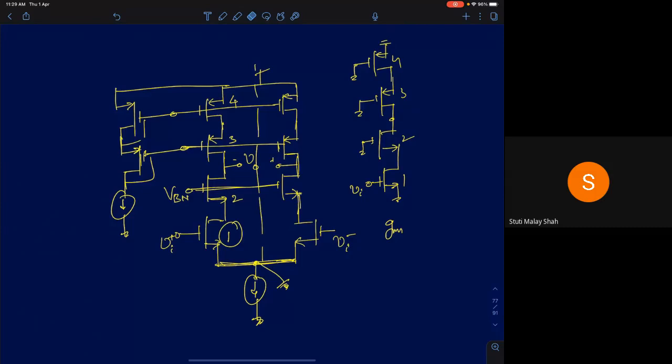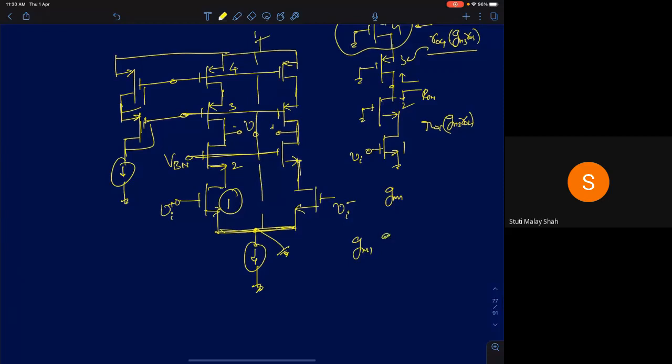That multiplied by the output resistance. The output resistance is the resistance looking up. The resistance looking up will be ro of this device, which will be ro4 times gm3 ro3, in parallel with the resistance looking down, which is going to be ro1 times gm2 ro2. So your total gain is going to be gm1 times [gm2 ro2 ro1] in parallel with [gm3 ro3 ro4]. This is your expression of gain for a fully differential telescopic cascode amplifier.